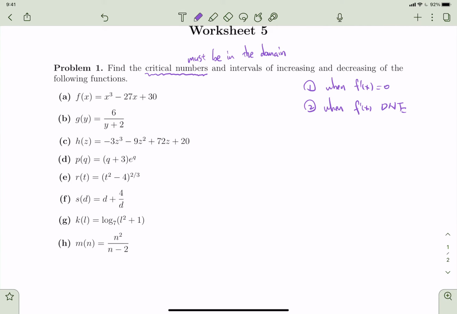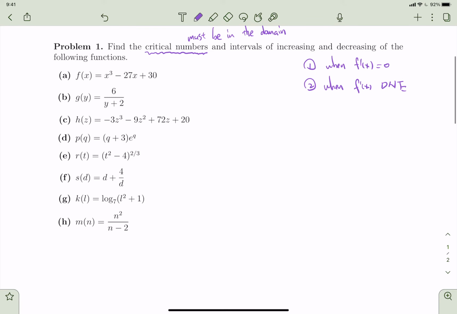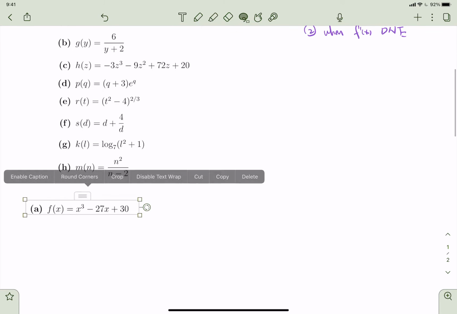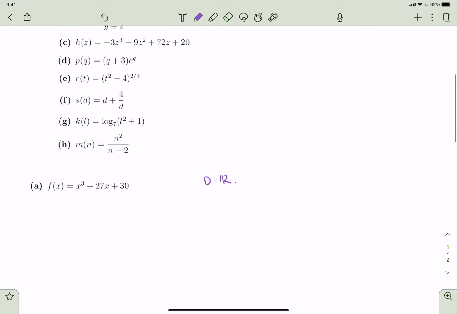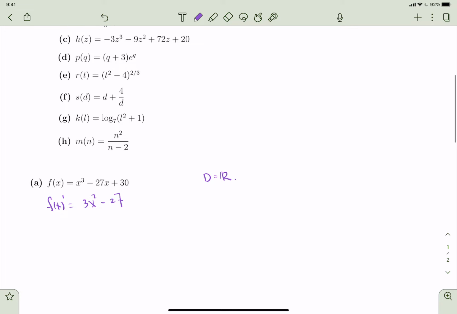Okay, so after knowing this, we can get started now. Work on the first one. The first function here is a polynomial function, right? So its domain is going to be all the real numbers. And then we can take the derivative, which is 3x squared minus 27. And we can do a little bit of factorization to simplify the derivative. So it's 3 times (x squared minus 9), right? Which is 3(x plus 3)(x minus 3). Right?